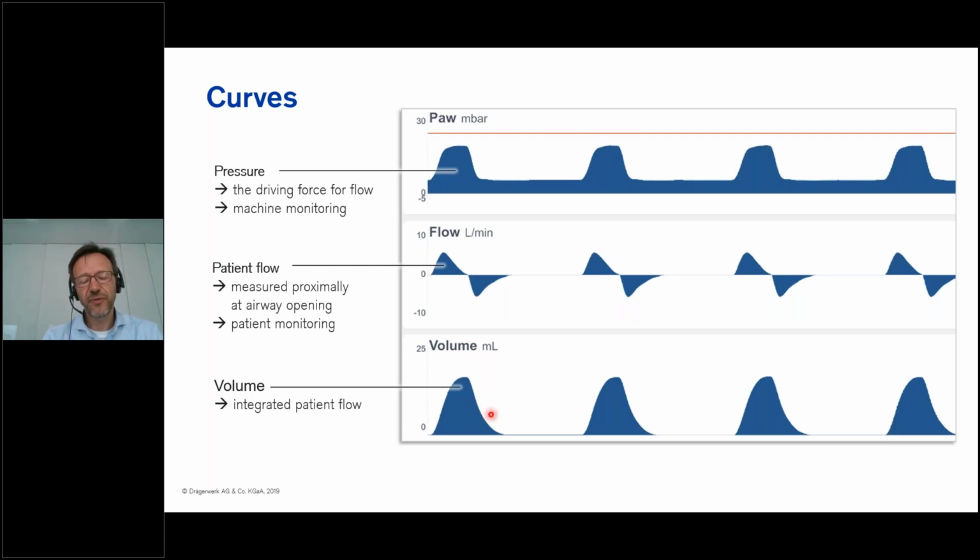The third curve is then the volume curve. This is nothing else than the integrated flow curve. That means it shows how the volume over a cycle increases up to a certain tidal volume, which is the peak of this curve, and then comes back to the zero line if we have no ET tube leakage.